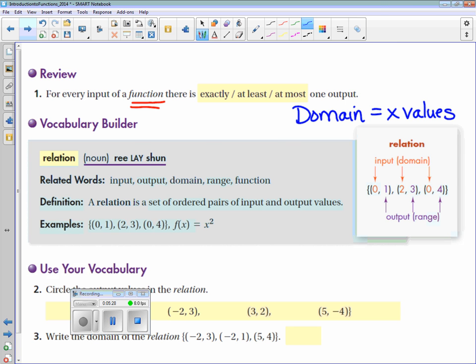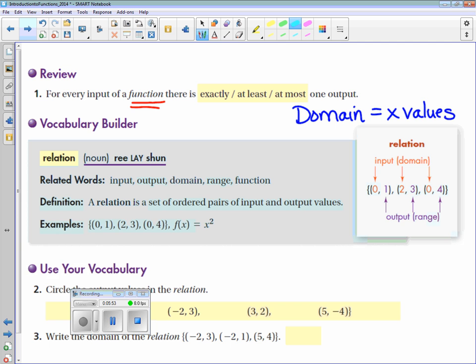Okay, so your domain is your x values, and that's going to be your input. F of x, you're inputting the x values. What comes out are the y values, and the y values are the range. So your range is going to be your y values. Now, it's very easy when you have nice, pretty points like this.